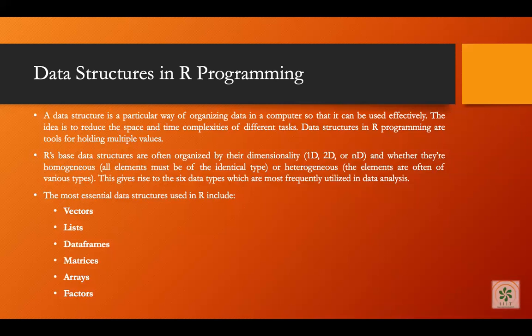Now, these data structures could be of different dimensions. It might be of one dimension, it might be of two dimensions, or it might be of n dimensions. Okay. So it will allow us to make the data structure up to n dimensions. And whether they are homogeneous, where all elements must be of the identical type, or heterogeneous, where the elements can often be of various types. So any type of element we can put into the data structure.